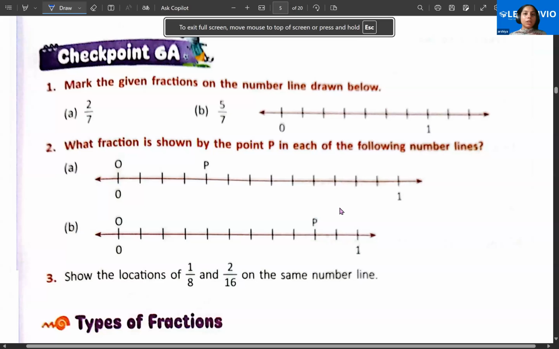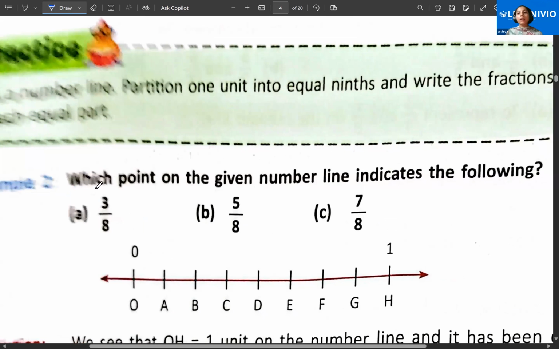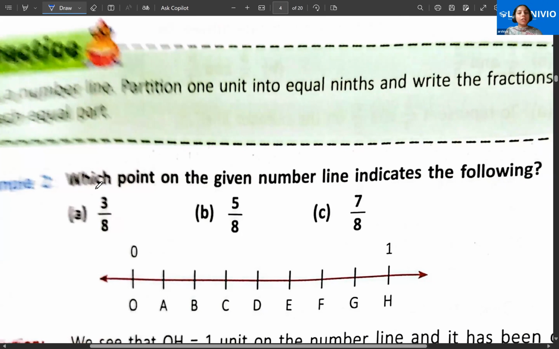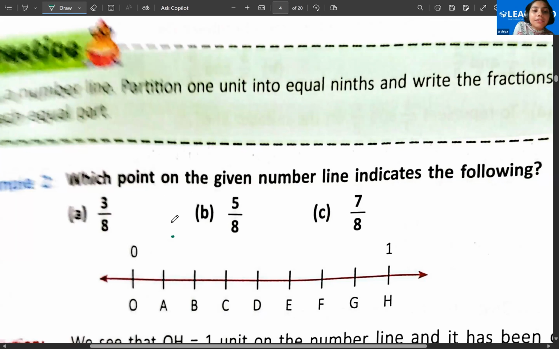Okay, now let's do this question. This is one of the example 2, okay? But no need to open the book, otherwise you'll be able to see the answers. We'll solve it here and then at the end you can take this example. It's an important example. So basically, they are saying which point on the given number line indicates the following. See, one more thing, all the denominators are same, so it's on the same number line.